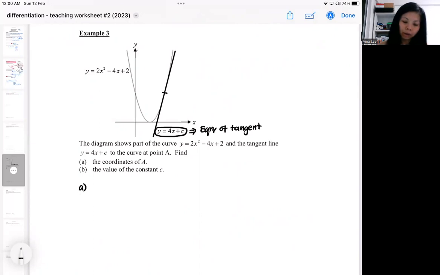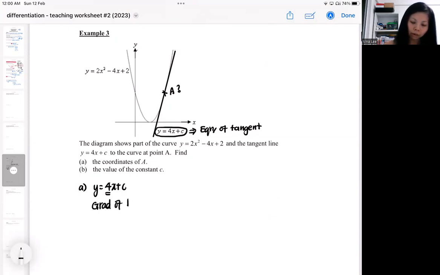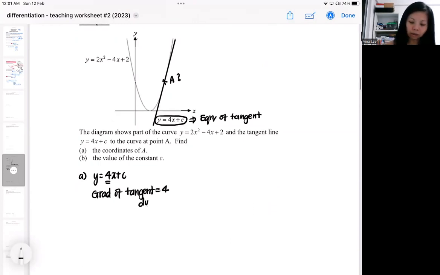So my job is to find why is this a. So it's actually the opposite idea. Okay, so how am I going to do that? So first of all, when I look at the tangent, I realize that the m is 4. So the gradient of tangent is 4. So I think just now I mentioned one of the keywords is that the gradient of tangent is actually your dy dx.